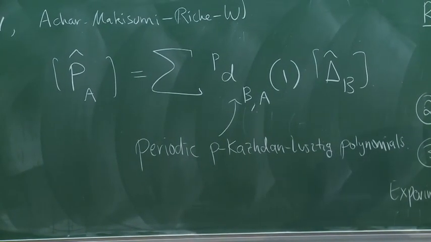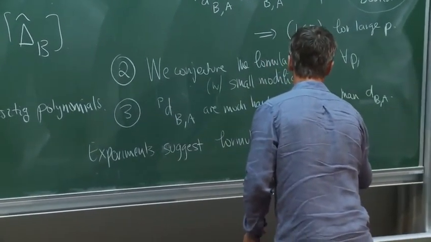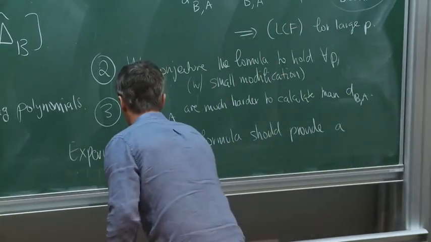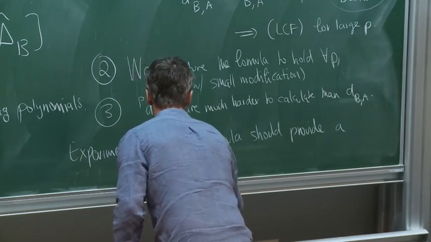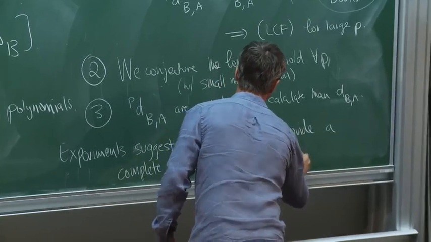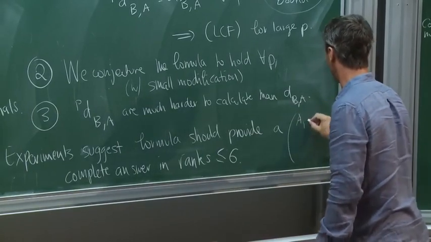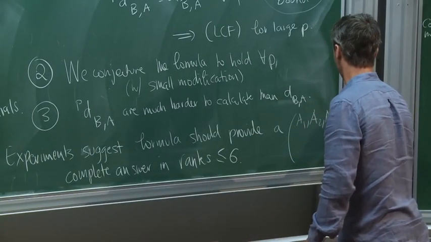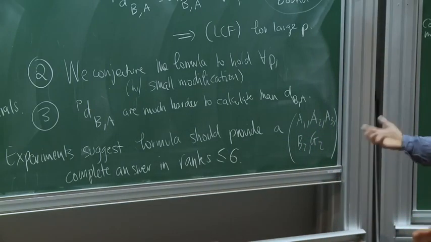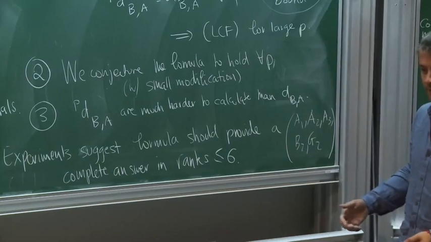The experiments suggest this formula should provide a complete answer in ranks less than or equal to 6. Before, at the moment, we know A1, A2, A3, B2, and G2. It's more effective in the sense that we can go from these cases up to rank 6, but probably not beyond that.